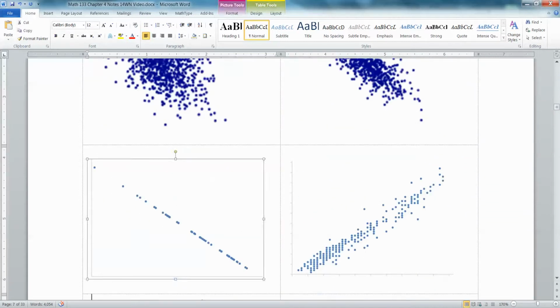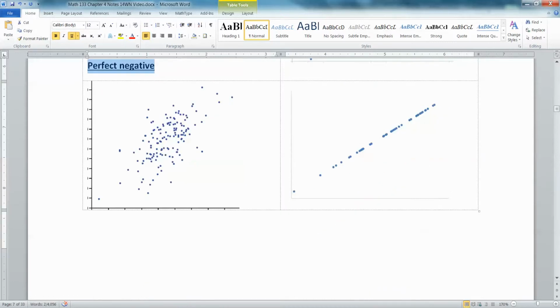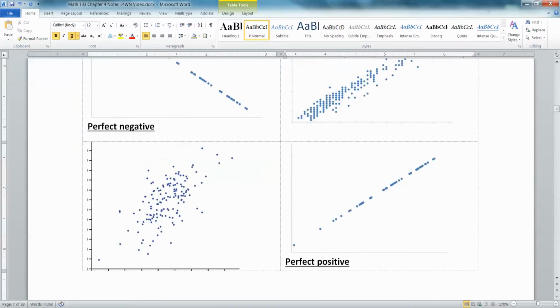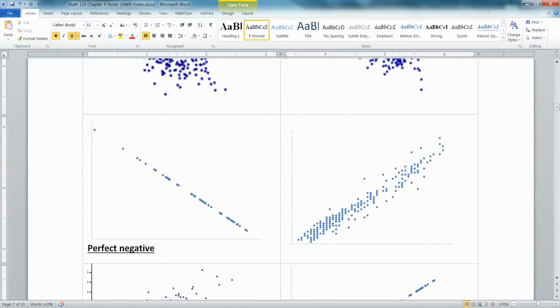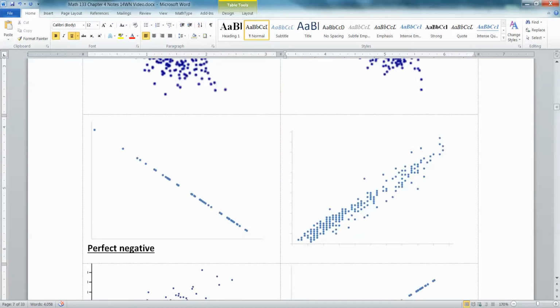All right, so it's kind of obvious what this one is. This one is perfect negative. Hopefully you can all see that. Perfect is when all the dots form a perfect little line. Over here is perfect positive, because they're all forming a positive sloped line. Don't forget from algebra class, this is a negative slope and this is a positive slope. You always read graphs from left to right.